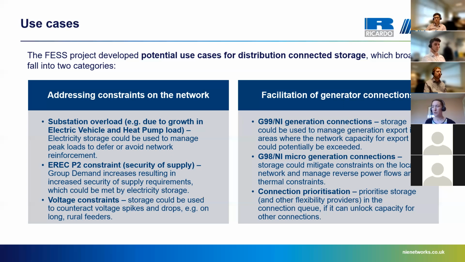One of the use cases was looking at G98 generation, so the smallest scale generation, typically domestic PV, and how storage could help to mitigate potential issues with reverse power flows from a large amount of dispersed generation. And finally, a use case looking at the potential for storage and other flexibility providers to be prioritized in a connection queue if they can unlock capacity for other connections.